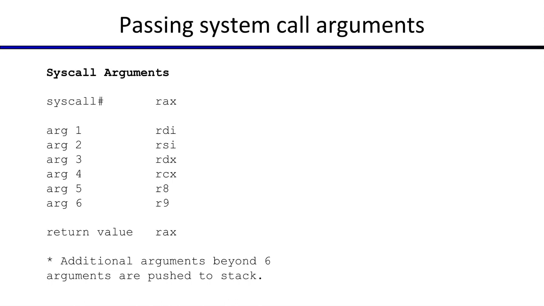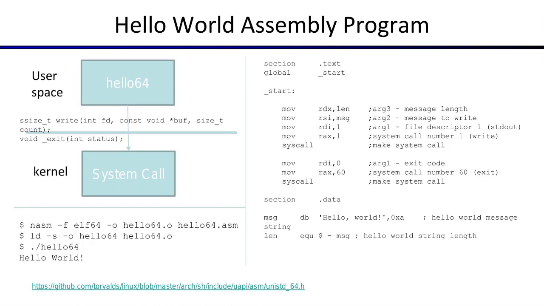Now let us look at an assembly program and see how this applies. We will go back and make our assembly program a little bit more complicated. Let us add one more function call. So we will go to the Hello World program, and I called it Hello 64 because it's our 64-bit assembly language program.